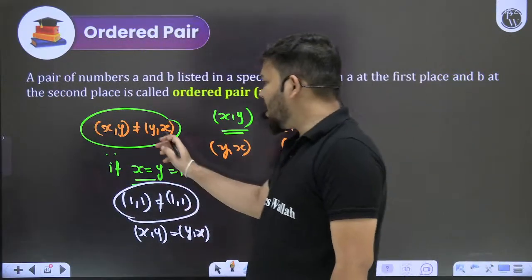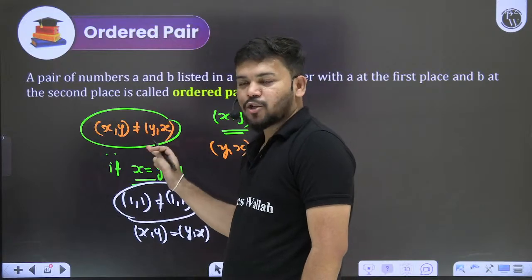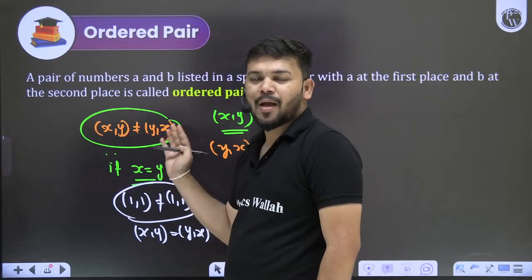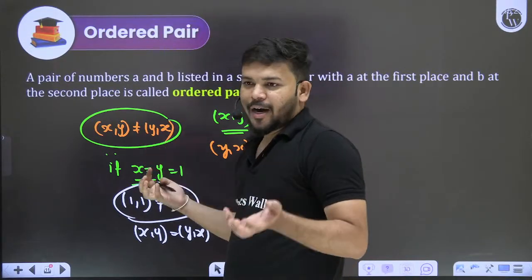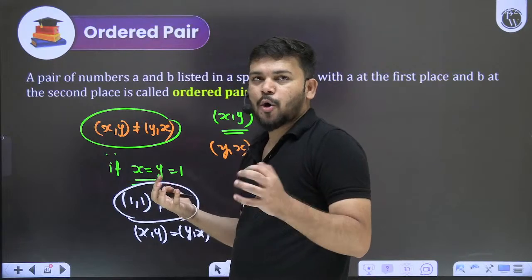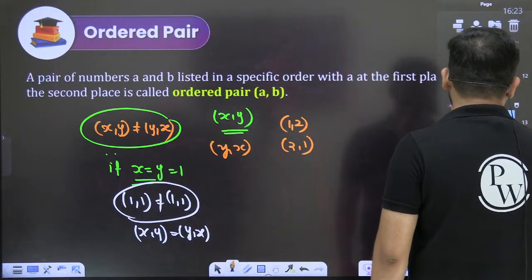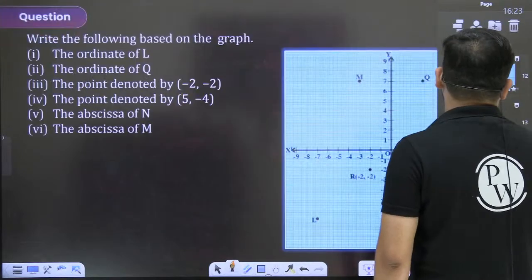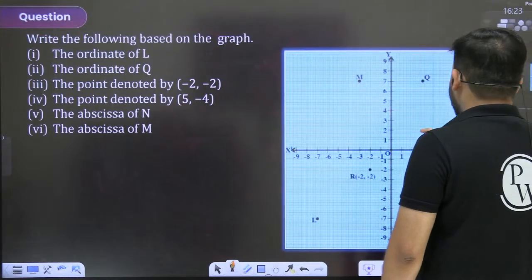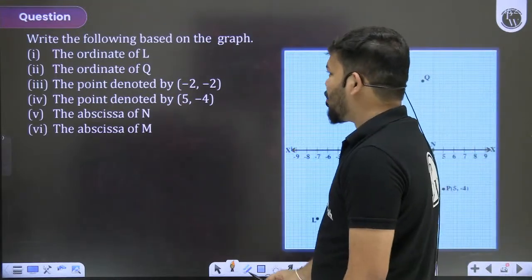But usually it's not equal if x and y values are different. Why is it not equal? Just now I showed you that the location of the point will be different, at different positions. So both points will be in different positions. Yes. Now write the following based on the graph.